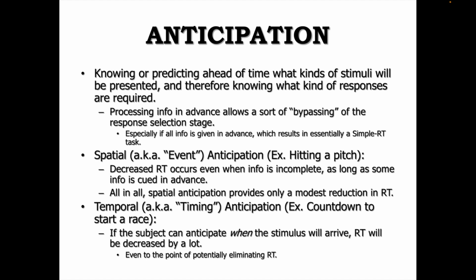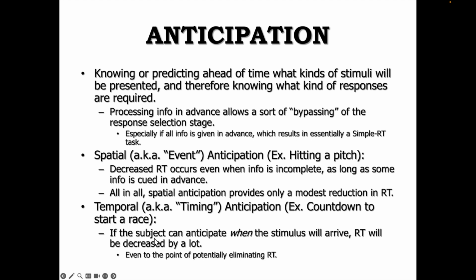Now the batter doesn't know all the information because the batter doesn't know what type of pitch they're going to throw. We don't know where the pitcher is going to throw it, and we don't know at what speed the pitcher is going to throw that pitch. So again, there's some information we don't know, but by seeing spatially, seeing the event of the pitcher starting to wind up, the batter can anticipate some of it, which in turn will decrease their reaction time. Altogether, spatial anticipation provides a modest reduction in reaction time. So there's a decrease, but maybe not nearly as much as one may expect.